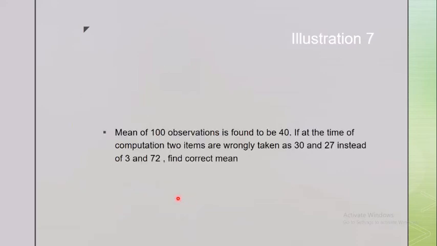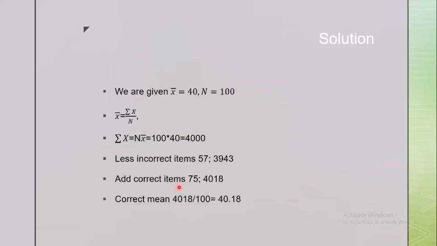Now there is another question. The mean of 100 observations is found to be 40. At the time of computation, earlier it was 1 item, now this time it is 2 items that are wrongly taken as 30 and 27 instead of 3 and 72. You have to find out the correct mean. Now the same method we are going to apply over here.